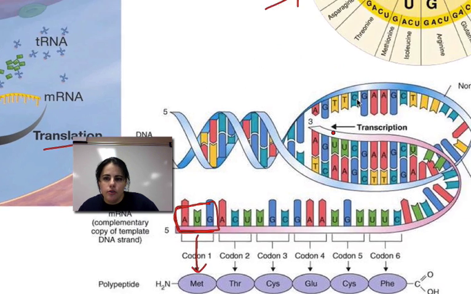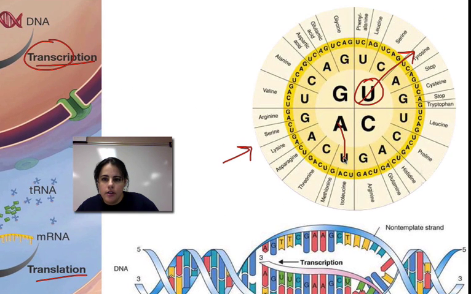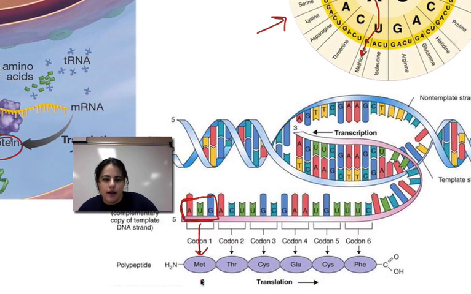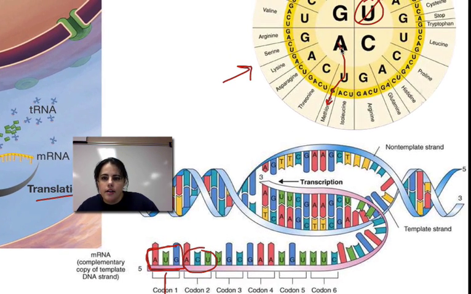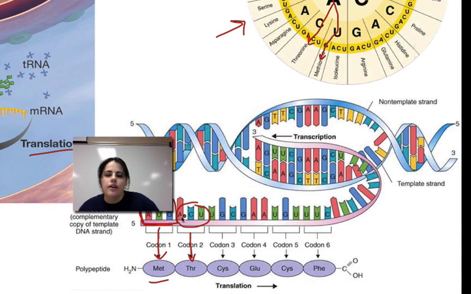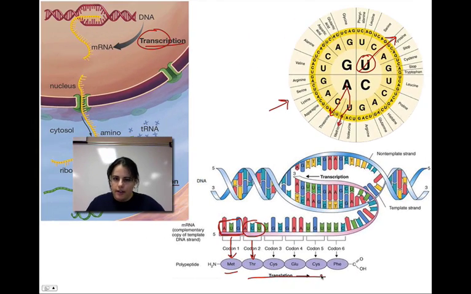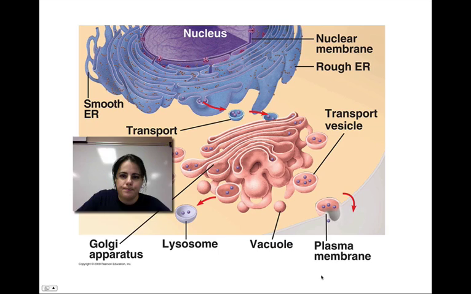So if we read AUG, that's methionine, that's why it says met. And then it'll read ACU, that's threonine, and that's why it's THR. And so it reads it down the RNA, and then eventually this forms a polypeptide that will fold up into a functional protein. And that's the process of protein synthesis.